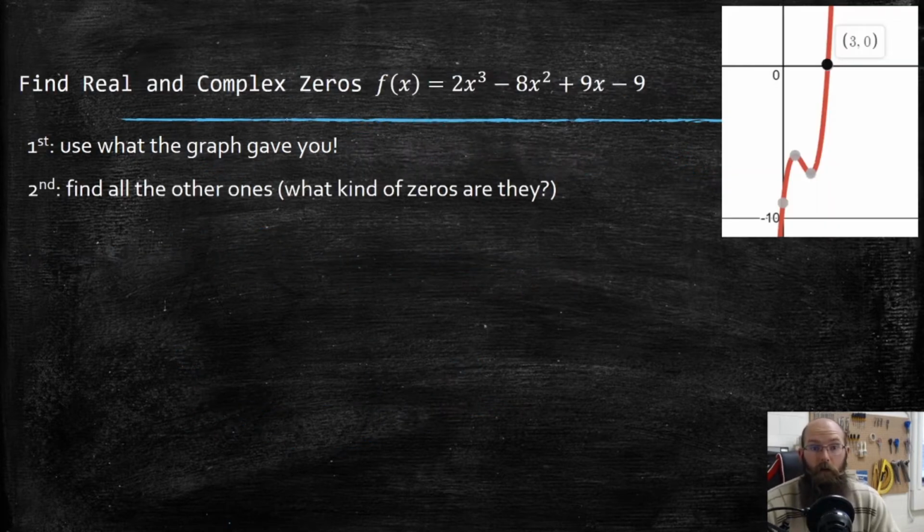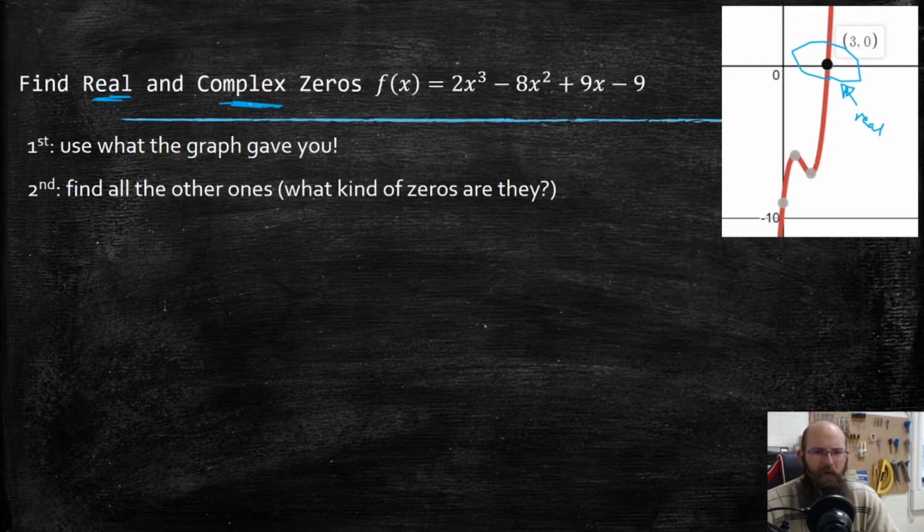All right, so we're here. We need to find the real and complex zeros. First off, how many real ones am I going to have? Well, just the one. I only cross my x-axis one time. So here is my real 0, and I'm actually going to use this to find all the other ones.